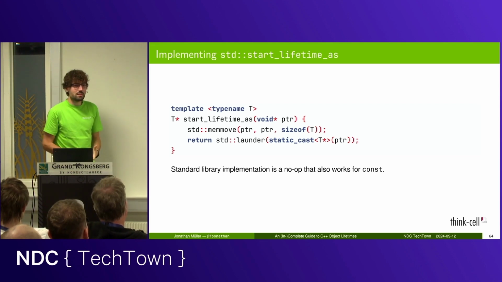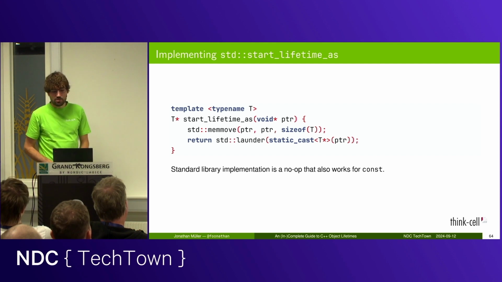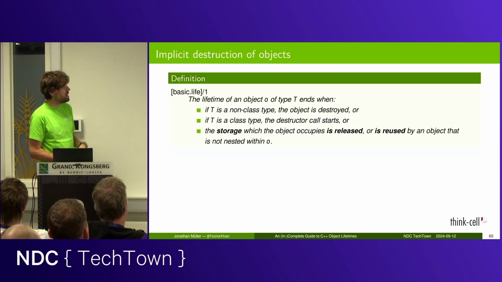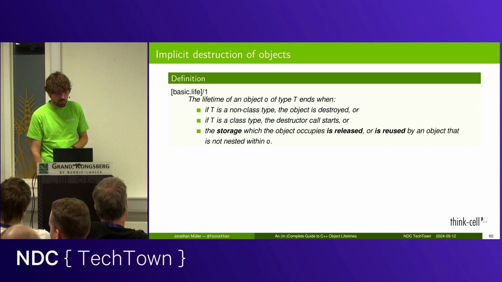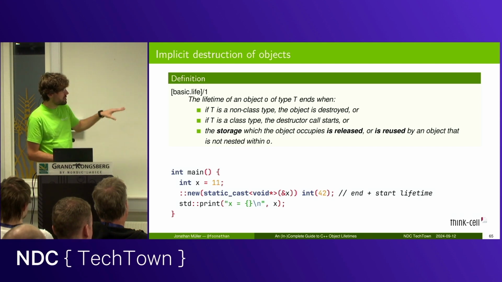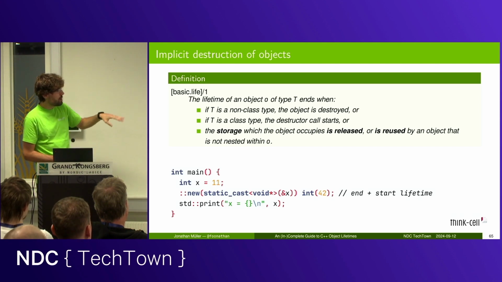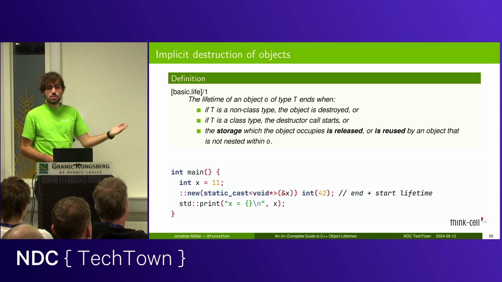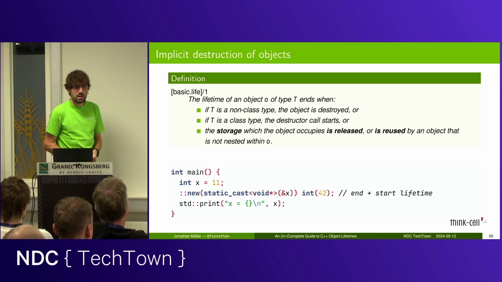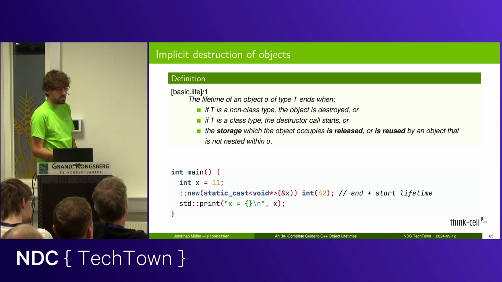So now we've got our objects. They are implicitly created. When are they destroyed? Well, objects are destroyed when the destructor is called, or when we release or reuse the storage. So what this means is that here we've got our int object. When we call placement new on it, we don't need to destroy it, because the reuse of the storage will end the lifetime of the original int object and start the lifetime of the new one. And this doesn't run the destructor.